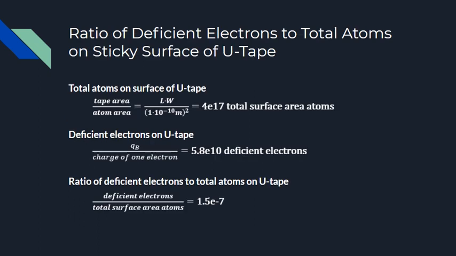We can estimate the fraction of total atoms that gave up electrons to form the positively charged U-tapes, first by calculating the total surface area atoms, using the tape's area and the area of an atom. Then we can calculate the number of deficient electrons, or electrons lost due to the tape becoming positively charged. And using these two values, we can estimate that the fraction of total atoms that gave up electrons was around 1.5 times 10 to the negative 7 power.